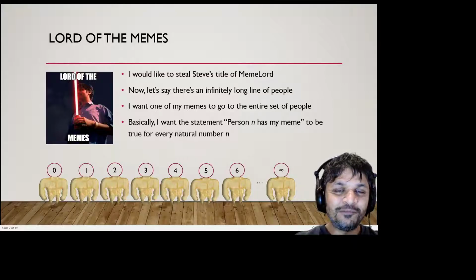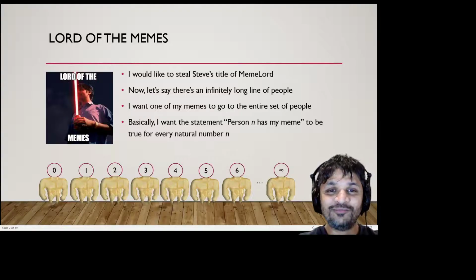So for me to dethrone him, I need to make sure everyone gets hold of my memes. So let's say there's an infinitely long line of people. I want one of my memes to go to every person in this line, right? If I reformulate that in a more mathematical way, I could say that if I make the statement "person n has my meme," I want that statement to be true for every natural number n, right? That'll mean that everybody has my meme.